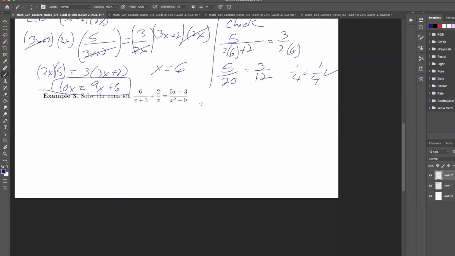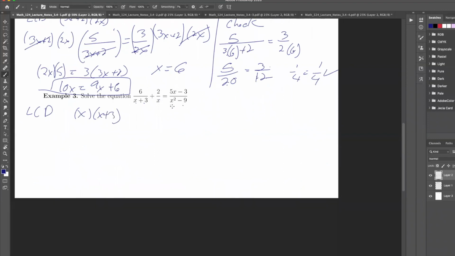All right, so let's look at this one. This one's a little bit more interesting. And so let's find the least common denominator here. So here I have an x, so I'm going to need that. I'll have x plus 3 here, right?